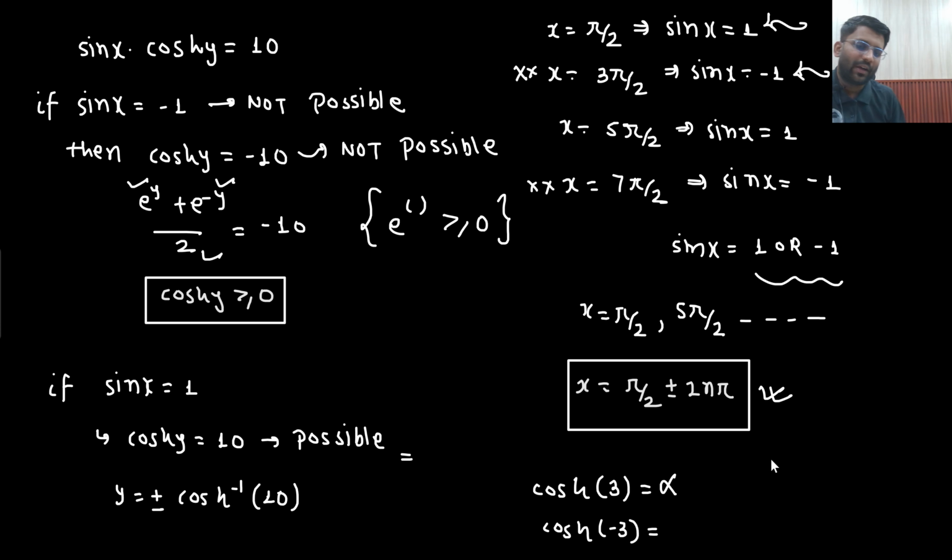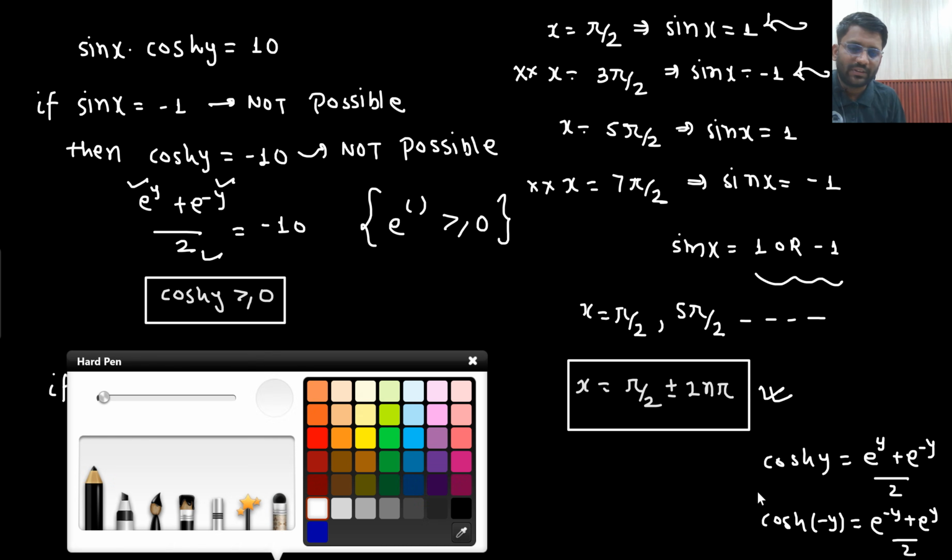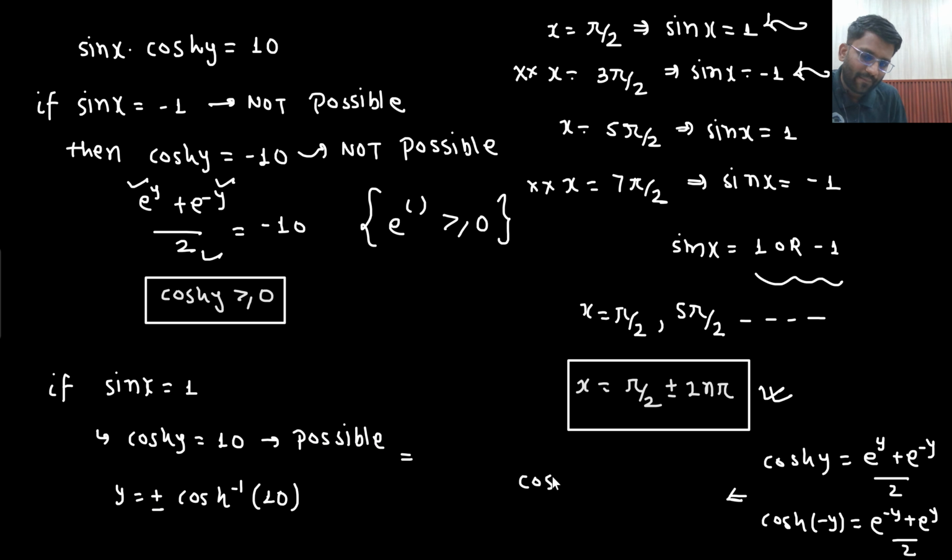Look, what is cos hyperbolic y? Cos hyperbolic y is e to the power y plus e to the power minus y divided by 2. In place of y, you put a minus y. What you will get? E to the power minus y plus e to the power y divided by 2. That means cos hyperbolic y is equivalent to cos hyperbolic minus y. What does that mean? This is an even function. So whatever answer you get at the positive value of y, the same answer you will get at the negative value of y as well. That's why plus minus sign would come.